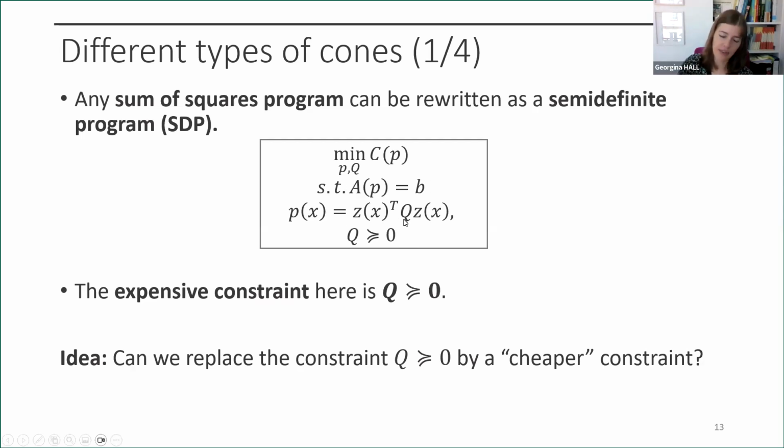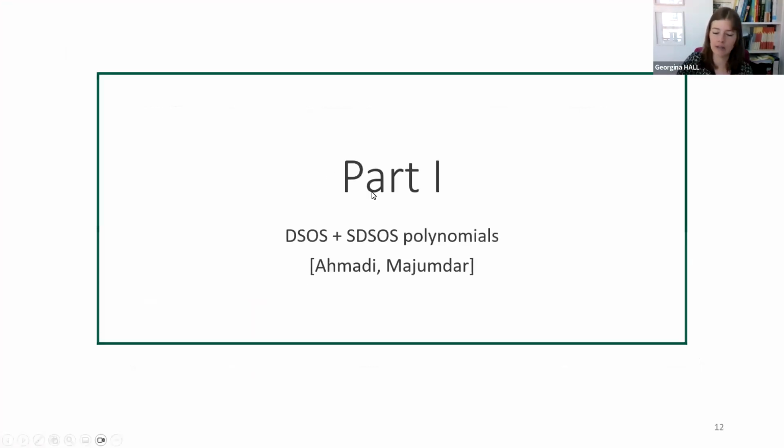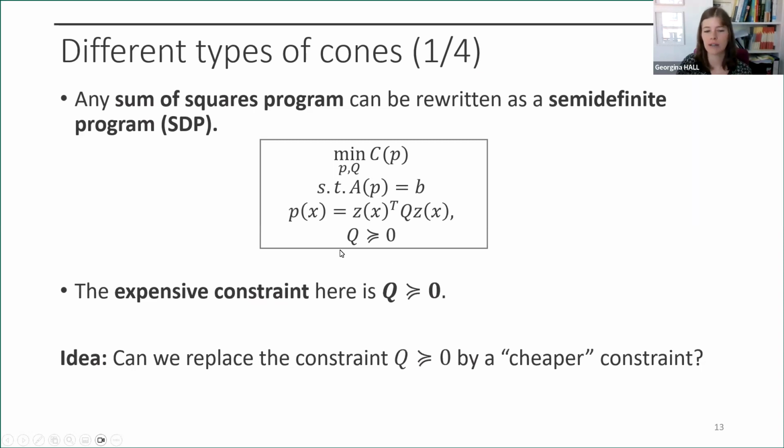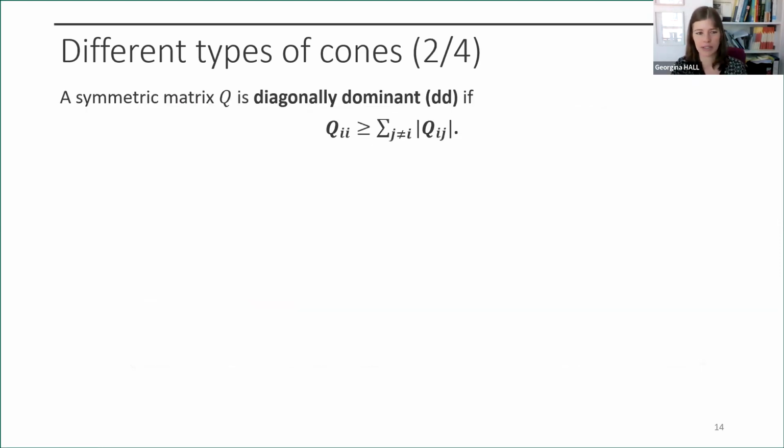And then this constraint here, because two polynomials are equal if and only if their coefficients are equal, just involves a bunch of equalities involving the entries of Q and the coefficients of P. So really everything else here is linear. Basically the expensive constraint is the positive semi-definite constraint. The idea in this first part of the talk is, can we replace the positive semi-definite constraint by a cheaper constraint?